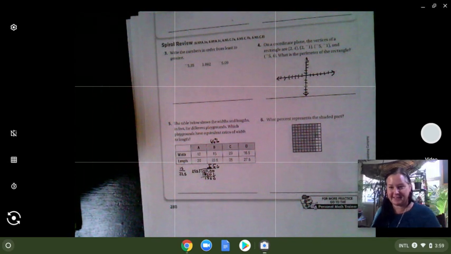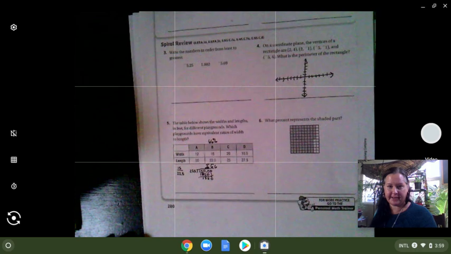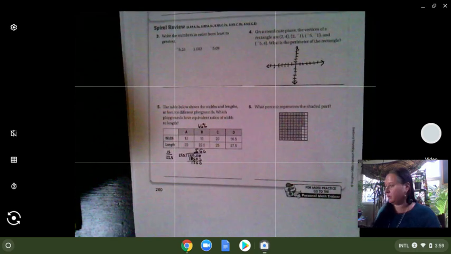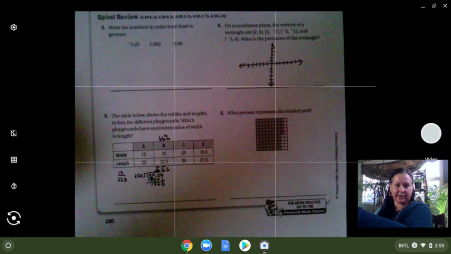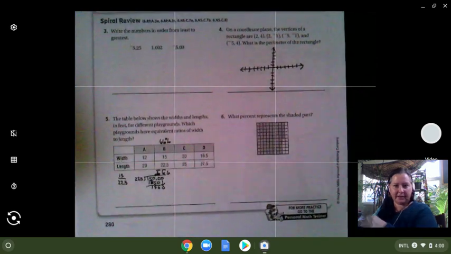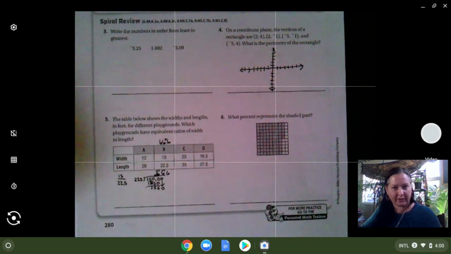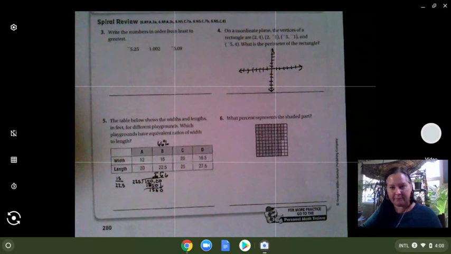Today's lesson is 5.3, and we're going to start with our spiral review on page 280. These are our 4 spiral review problems. Go ahead and push pause. Complete them either in your book or right here on a blank sheet of paper. Do the ones that are right here. There's a few hints on there for you, and then we will go over them together when you replay the video.